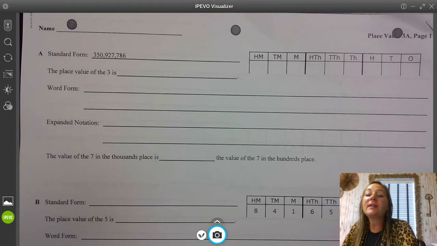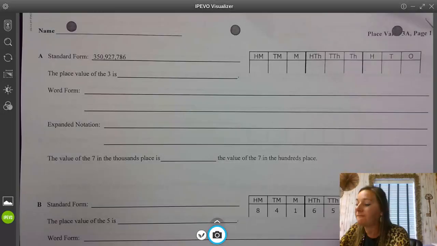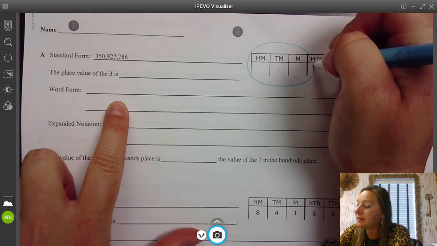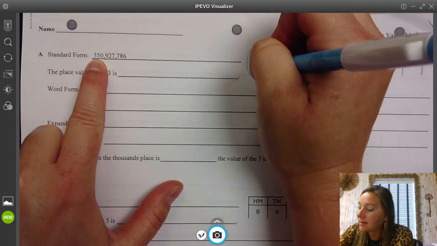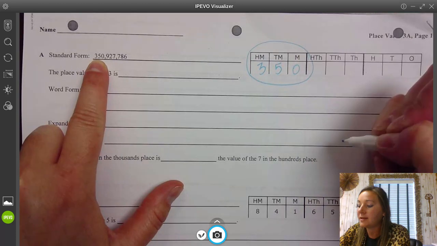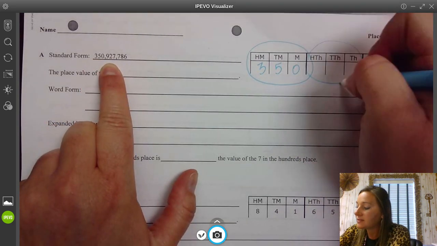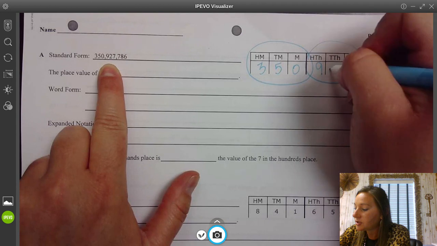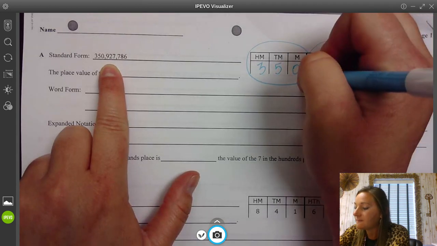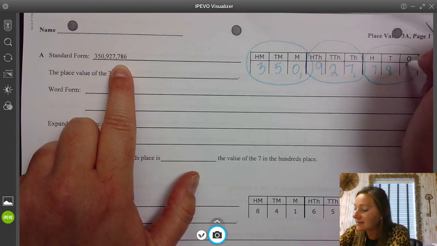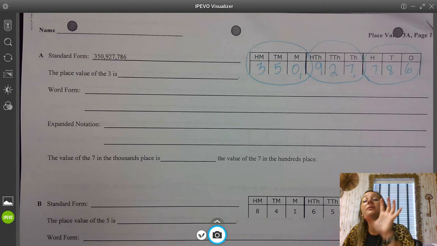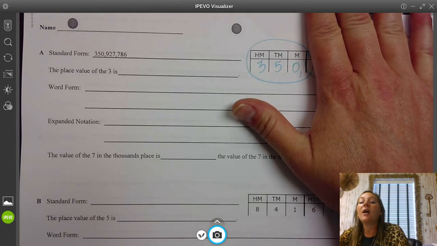So let's look at the millions period first, right? We're looking at just these three place values, the millions period. So we have 350 million. So I'm going to plug it in. 350 million. Look here at the thousands period. We have 927,000. We look at the ones period. We have 786. Now, I think it's very important that you're able to chunk it into the different periods, because however you read it is how you're going to spell it. And it's so much easier to read when you just focus on that one period at a time.